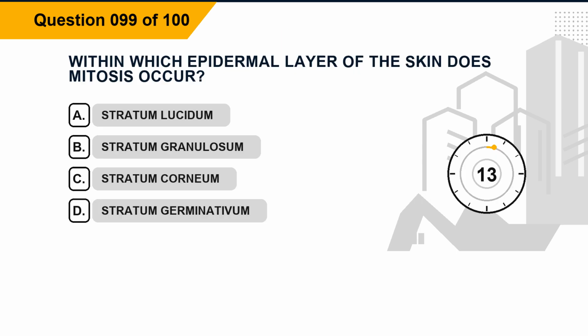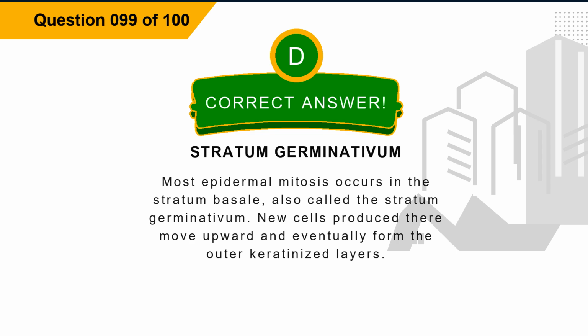Question 99. Within which epidermal layer of the skin does mitosis occur? Option A, stratum lucidum. Option B, stratum granulosum. Option C, stratum corneum. Option D, stratum germinativum. The correct answer is option D, stratum germinativum. Explanation. Most epidermal mitosis occurs in the stratum basale, also called the stratum germinativum. New cells produced there move upward and eventually form the outer keratinized layers.